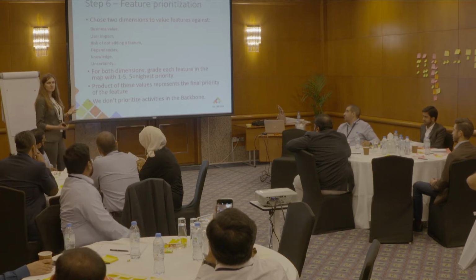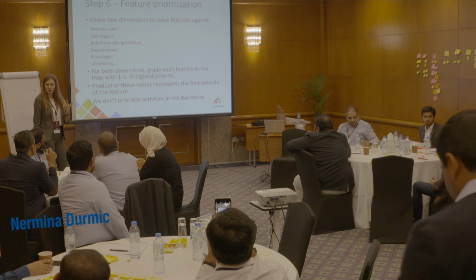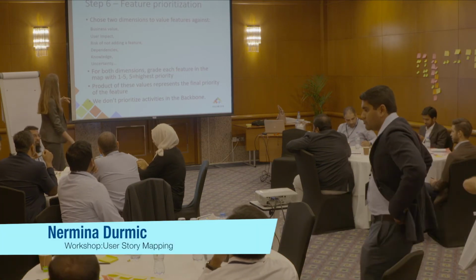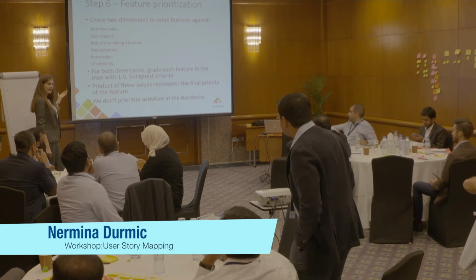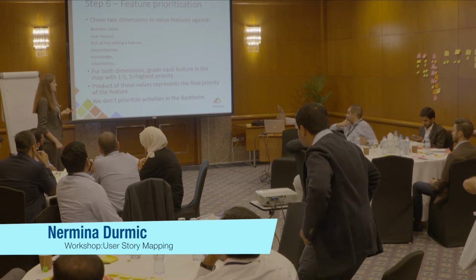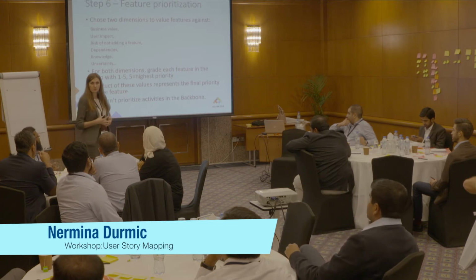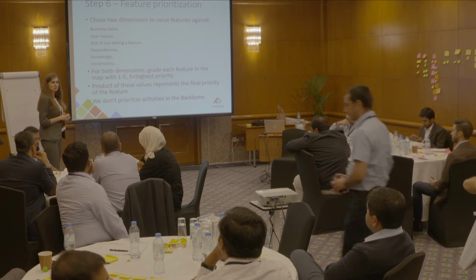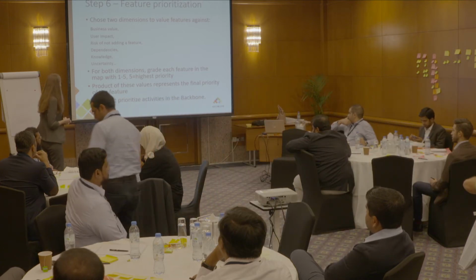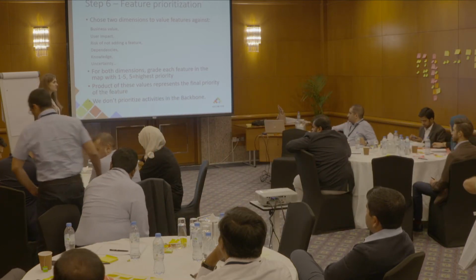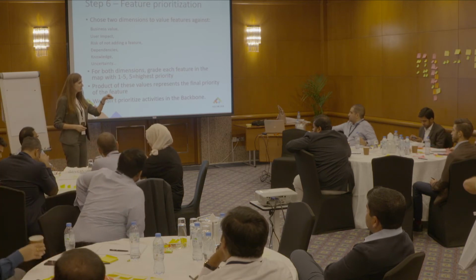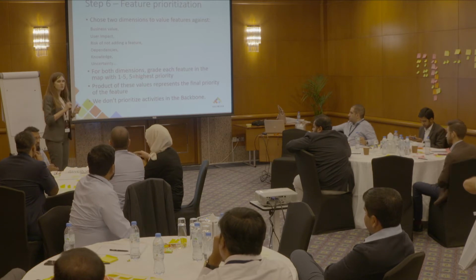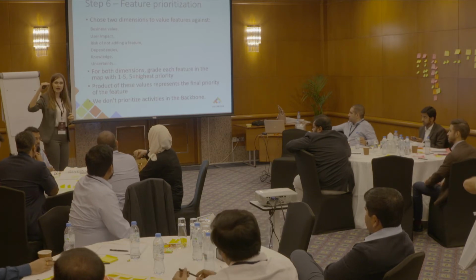Dependencies, for example, technical ones. Something is very complex to develop, and if possible, we like to push it to the bottom of the backlog. Knowledge that we have or don't have. Uncertainty: maybe it's not that clear what the feature should do, so it should go to the bottom, etc. For both dimensions, we grade each as a team. We grade each user story, each feature, with points 1 to 5, where 5 is the highest.